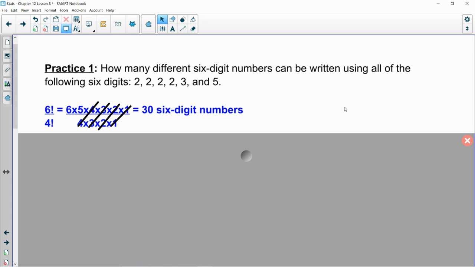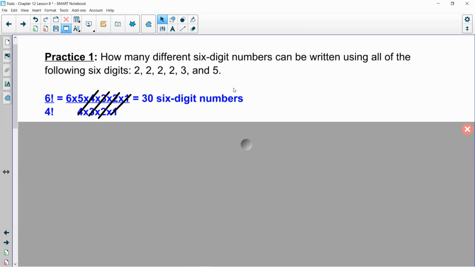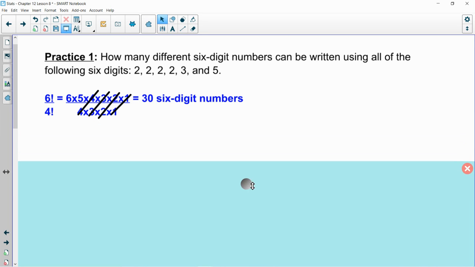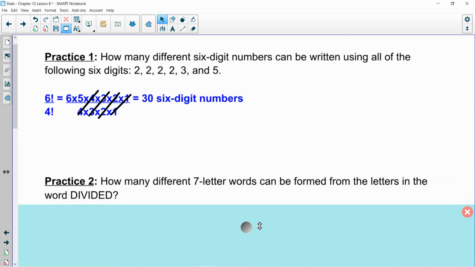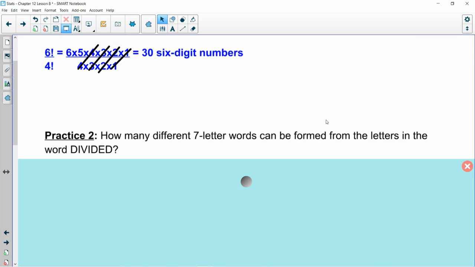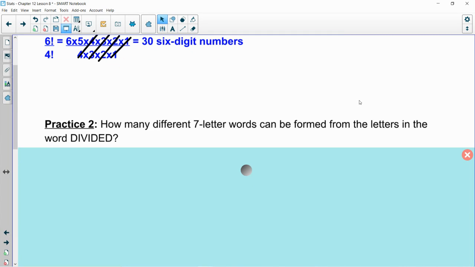Okay, so with a question like this, if your calculator's not around, you can still write it out and get the job done. All right. How about practice number 2? How many different 7-letter words can be formed from the letters in the word divided? Now we're going to work through this one together. And here's why. This is the first example where you see repetition happen more than one time.